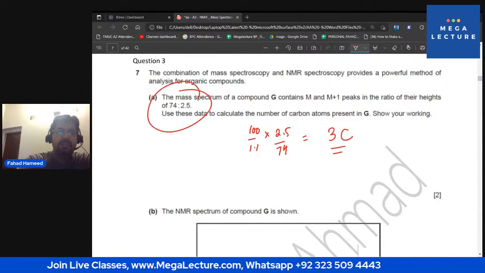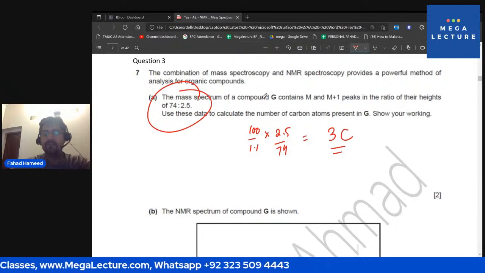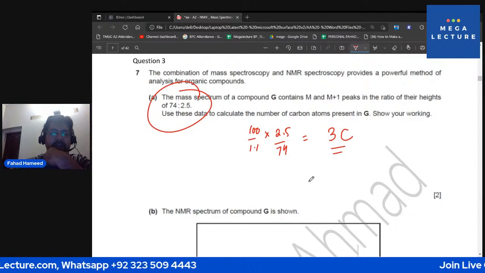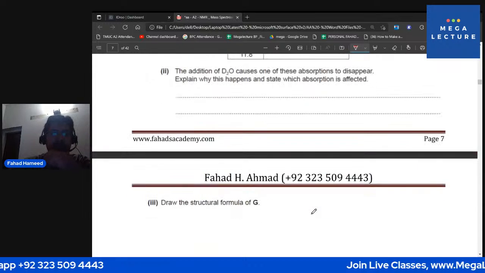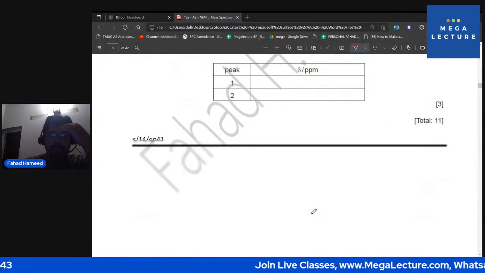Okay, the ratio is given over here. That's the M to M plus 1 ratio, so it's really easy. Let's find chlorines and bromines. Let's see if there's a question.